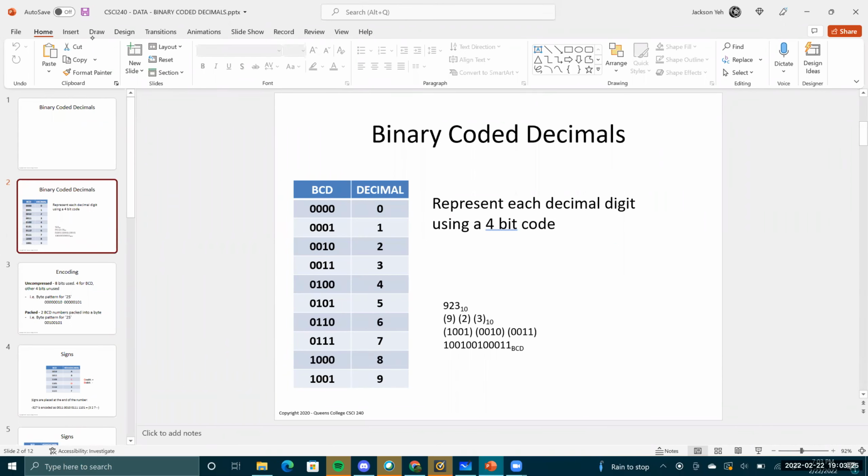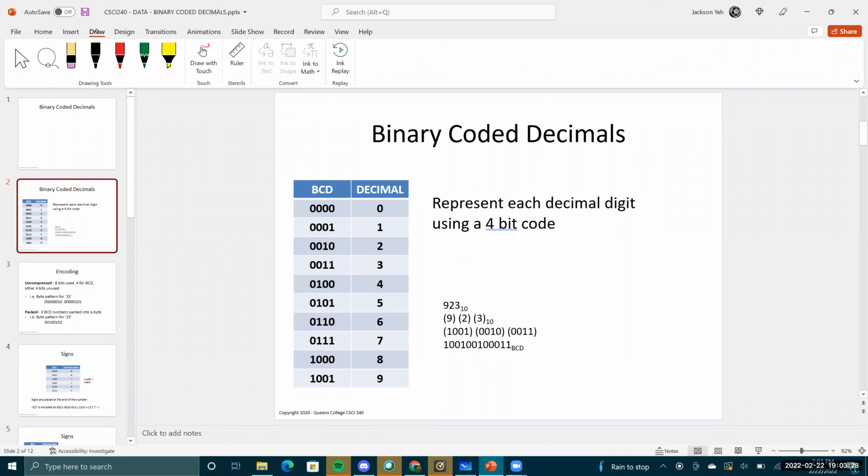What I want you to focus on is that each decimal digit has a 4-bit code. Look at this example, 923. The way it's encoded is that you take a 9, you take a 2, and you take a 3, right? It's made of 3 decimal digits. Each one of these decimal digits gets encoded as 4-bit binary, and then you concatenate and you're done. So this is in between a decimal and a binary.